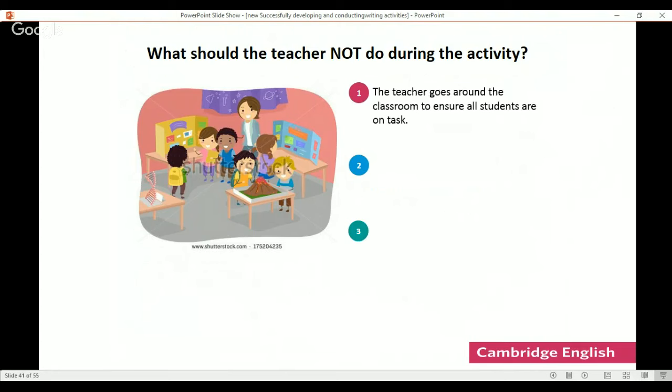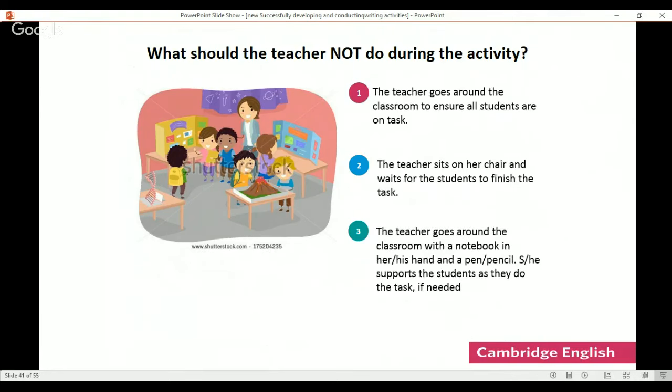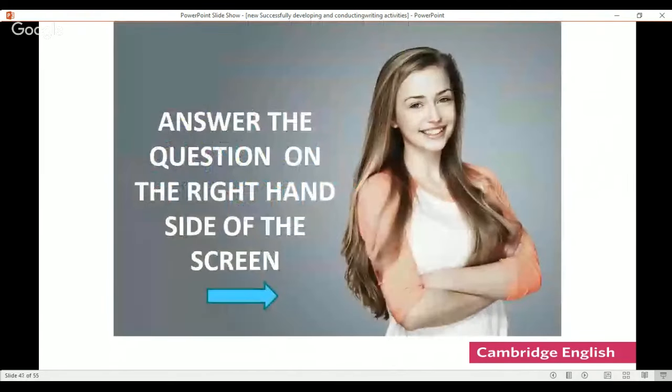Teacher should go around the class to ensure that all students are on task. The teacher should sit on her chair and wait for students to finish the task. The teacher should go around the classroom with a notebook in his or her hand and a pen or pencil. She or he supports the student as they do the task. So which of these should the teacher not do during the activity?